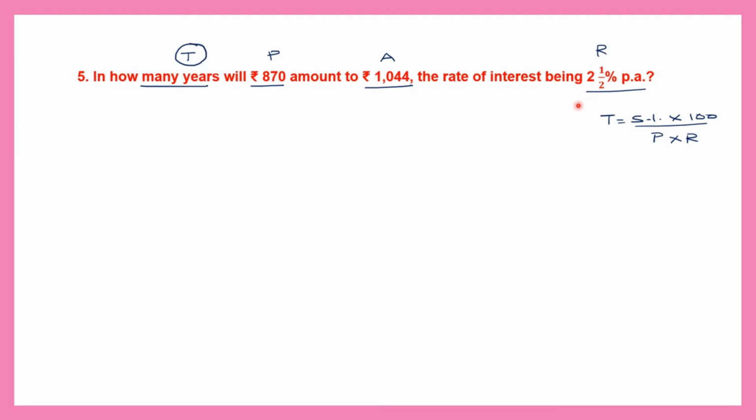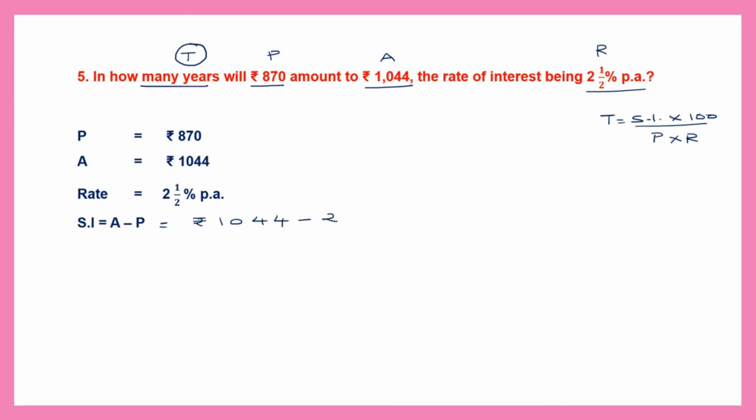So now let's begin by writing what is given. Principal is given 870 rupees. Amount is also given 1044 rupees. Rate of interest is given to us. Now let's find simple interest, and the formula here is amount minus principal. And how much is amount? Amount is given to us as 1044 rupees, and subtract principal, which is 870 rupees. So let's subtract these two.